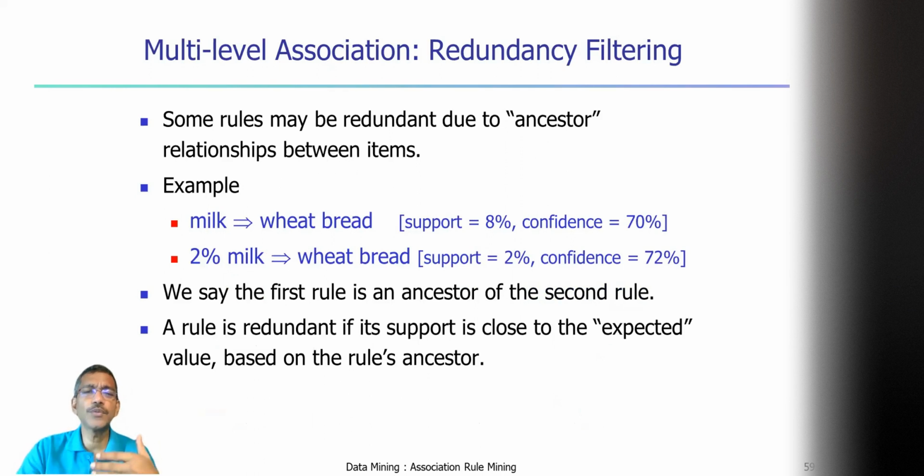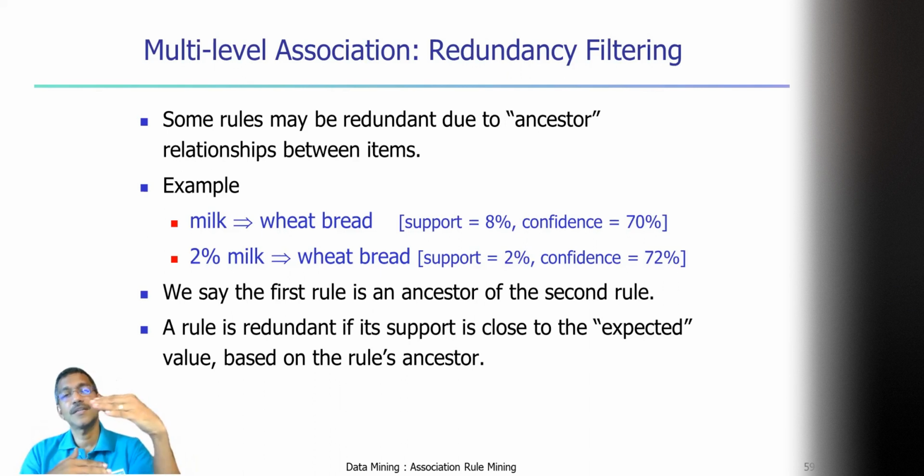Also when we do these multi-level associations, there could be redundancies, right? This example shows that. If you have a rule saying milk implies wheat bread, that means people who buy milk will buy wheat bread with a support of 8% and confidence of 70%. And we come up with a rule saying 2% milk, people also buy wheat bread with a support of 2% and confidence 72%. So we can say that the first rule is an ancestor of the second rule.